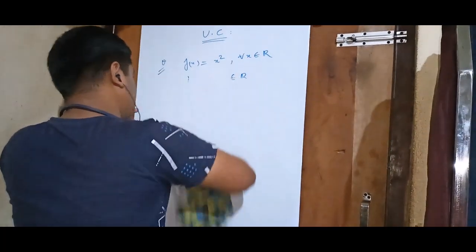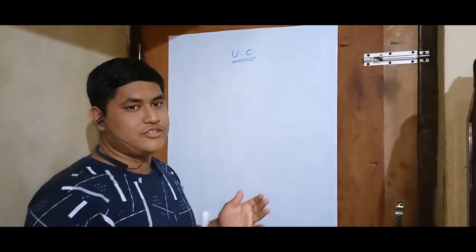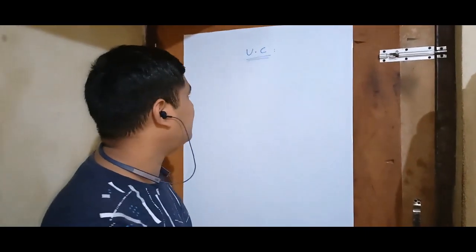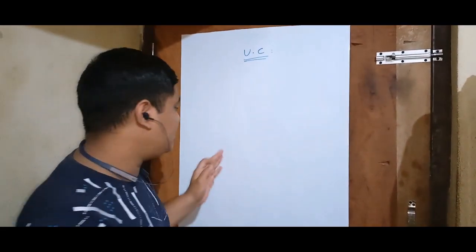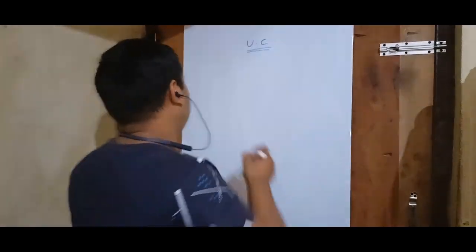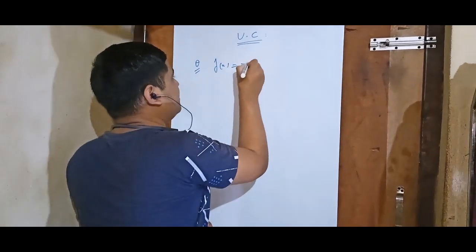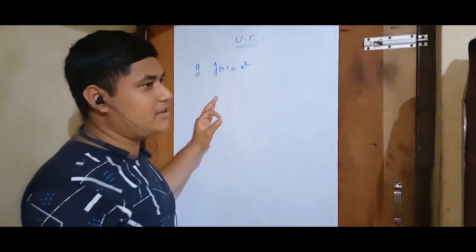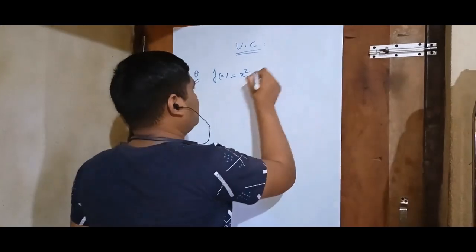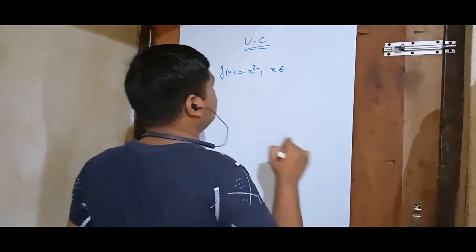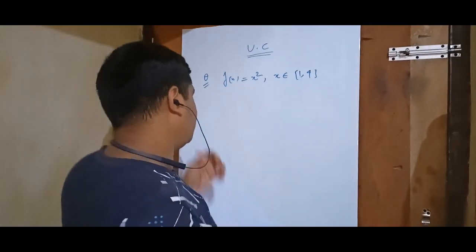So let us see another example. In the previous example, we saw that the function was not uniformly continuous on the real numbers. But here I will take the same function, f of x equals x square, but I will change the domain to an interval of finite length. So here the domain is x belonging to the closed interval 1 to 4. So let us check now.